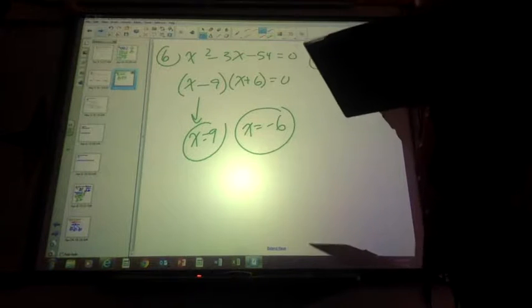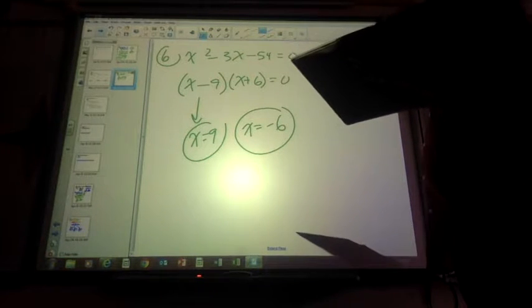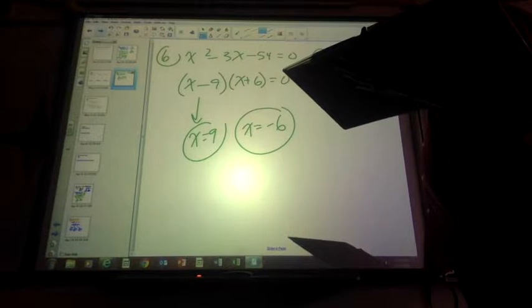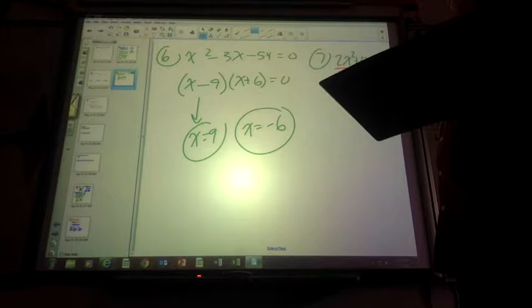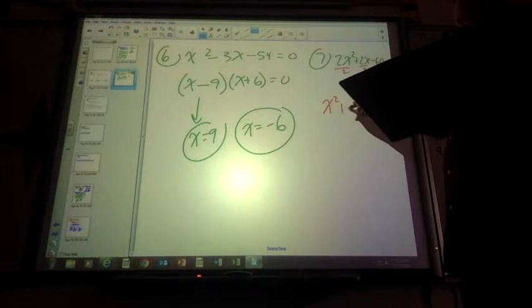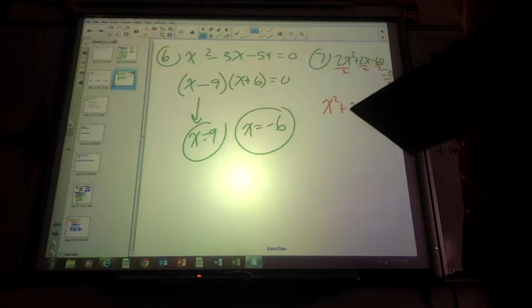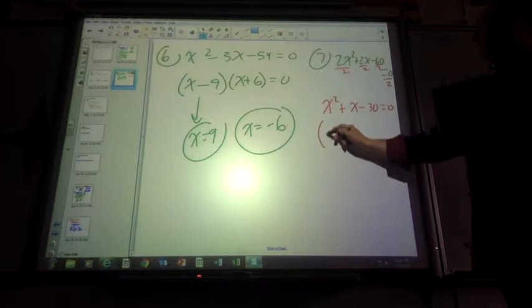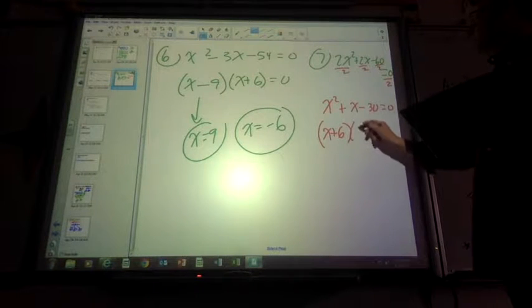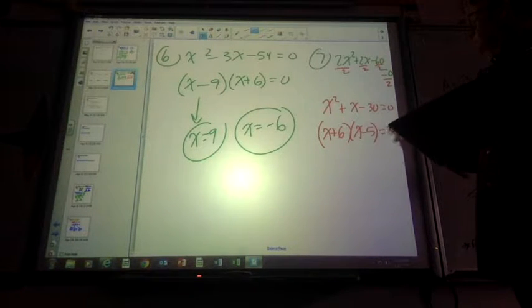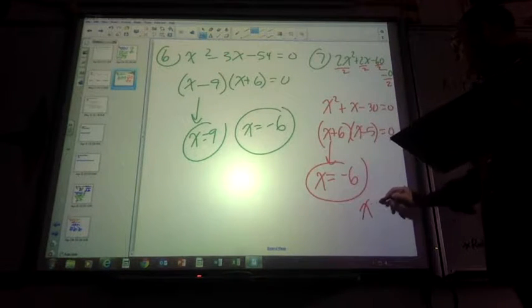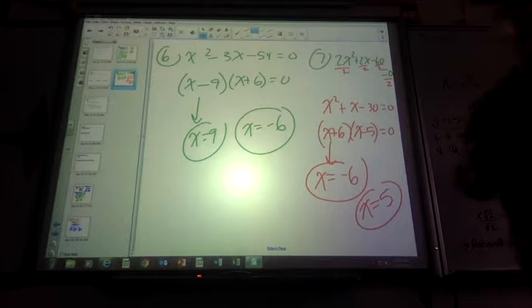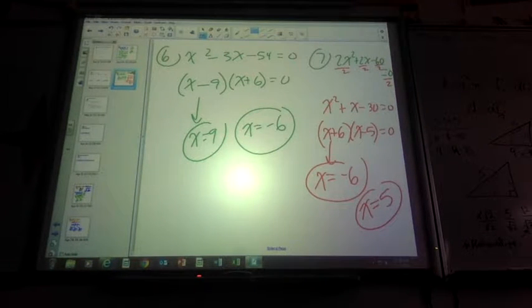Number 7, though, I get 2x squared plus 2x minus 60 is equal to 0. We do have a greatest common factor, so if I divide everything by 2, that gets me x squared plus x minus 30 equals 0. And this will quickly factor to x plus 6, x minus 5. So this gives me an answer of x equals negative 6 and x equals positive 5. Done and done. Number 7 we just did.